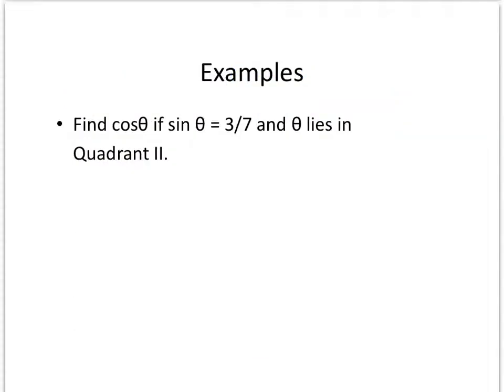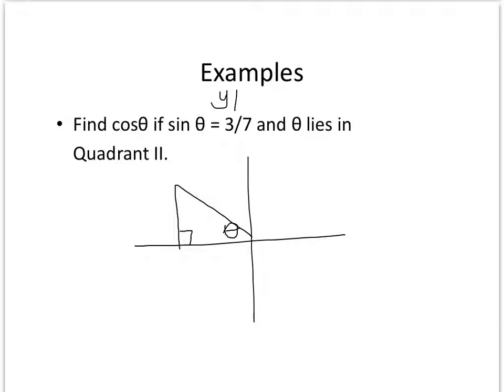And lastly, this problem says find cosine if we know the sine is 3 over 7 and we know that theta lies in quadrant 2. So we know we're in quadrant 2, so we can draw in that triangle. It doesn't have to be perfect to scale. We know theta is in the middle here. If sine of theta is 3 over 7, we know that's y over r. So your r is 7 and your y is 3.